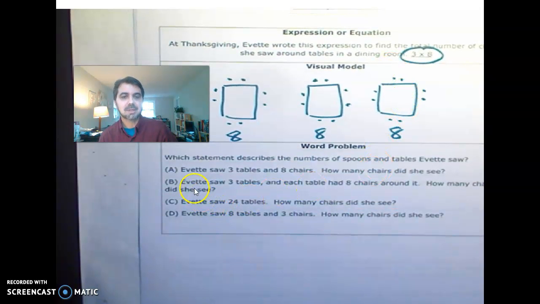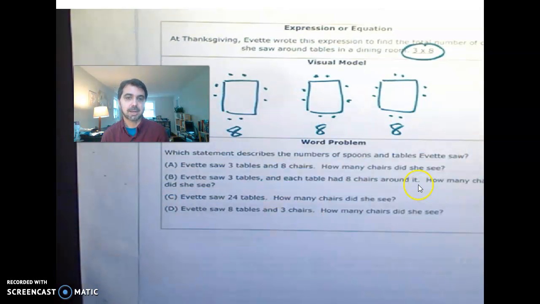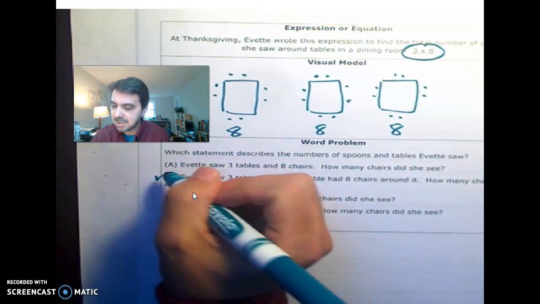All right, the next one says Yvette saw 3 tables, and each table had 8 chairs around it. That's what we just drew, right? I mean, it could have been 3 chairs around. No, it doesn't really make sense. I think this is the only way it makes sense, right? Okay, so each table had 8 chairs around it. How many chairs did she see? That one seems to make sense.